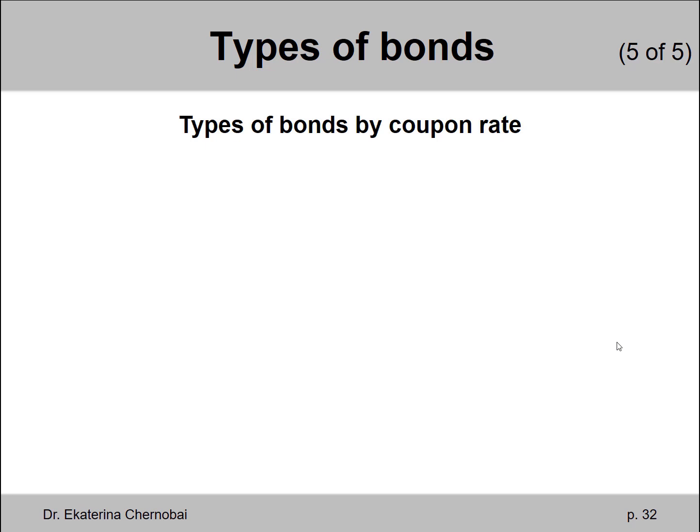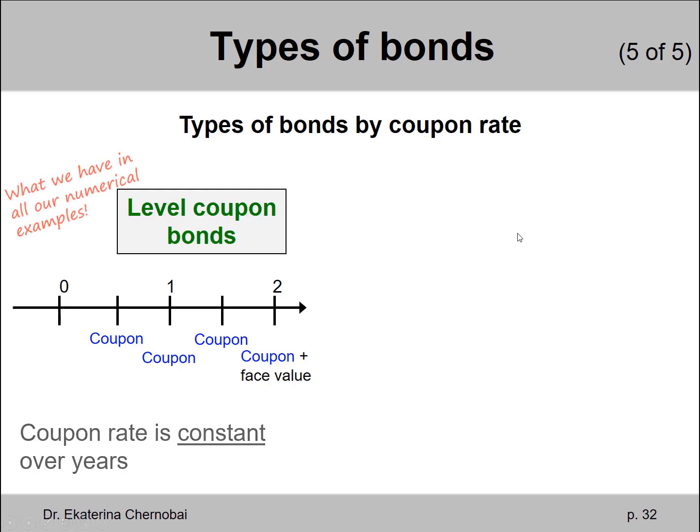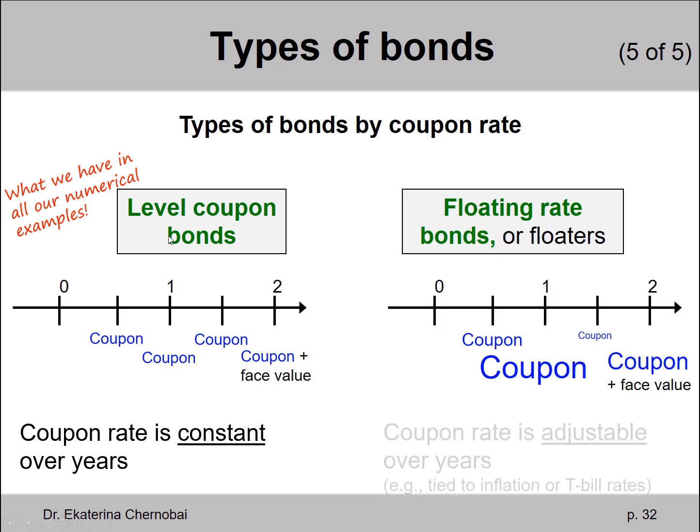Then bonds that do pay coupons can further be differentiated by the coupon rate. Level coupon bonds have a level coupon rate. So what does level mean? On the same level, flat, so unchanged or fixed. And that's also what we've been using in all our numerical examples in this chapter. So it's the same coupon rate which we then use to calculate the same amount of coupon payment paid regularly.